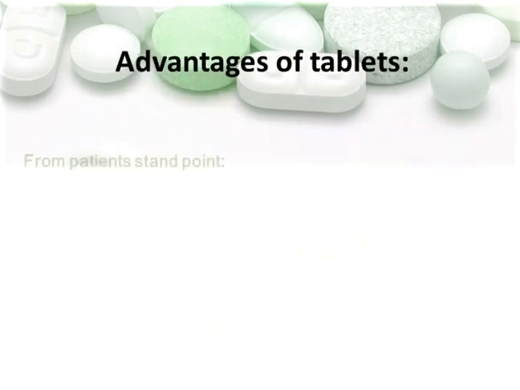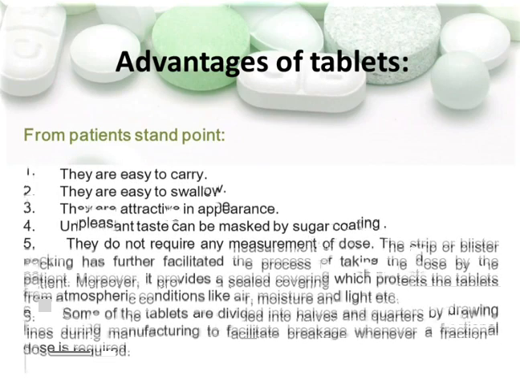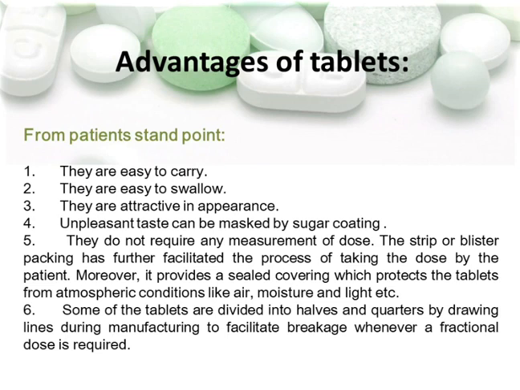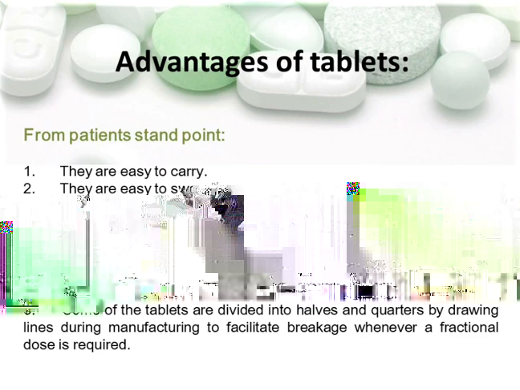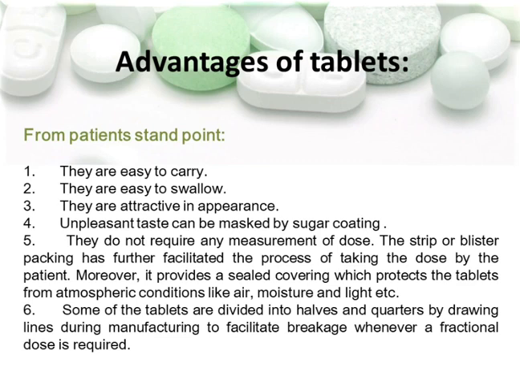What are the advantages of tablets? From the patient point of view, they are easy to carry, easy to swallow, attractive in appearance. Unpleasant taste can be masked by sugar coating. They do not require any measurement of dose. The strip or blister packing has further facilitated the process of taking the dose by the patient. Moreover, the blister and strip pack also provides a sealed covering which protects tablet from atmospheric conditions like air, moisture, light, etc. Some of the tablets are divided into half and quarter by drawing line during manufacturing to facilitate breakage whenever a fractional dose is required. We can take half also, 1/4 also.